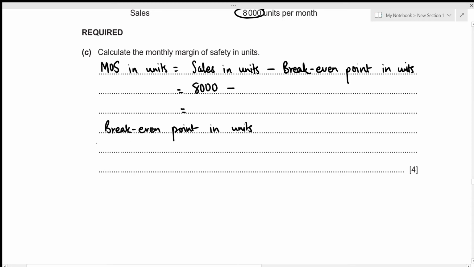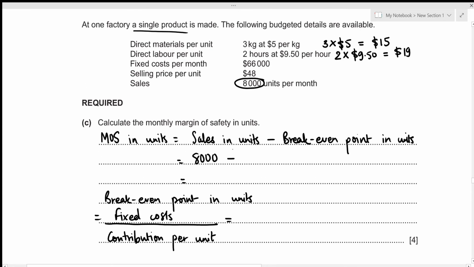That's just going to be the total fixed costs divided by the contribution per unit. Okay, so let's have a look at the given information. We can see that the total fixed cost per month is 66,000. So we can just substitute that value.